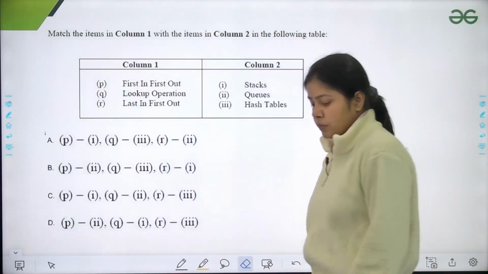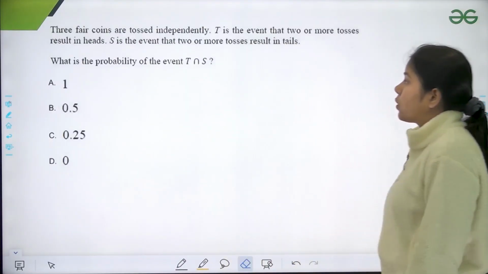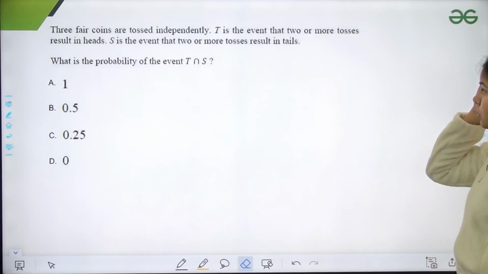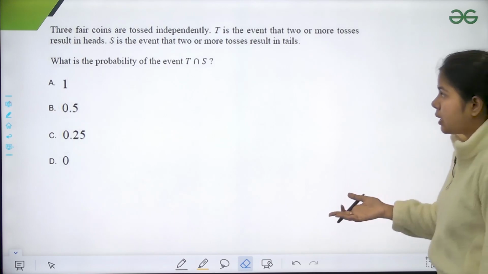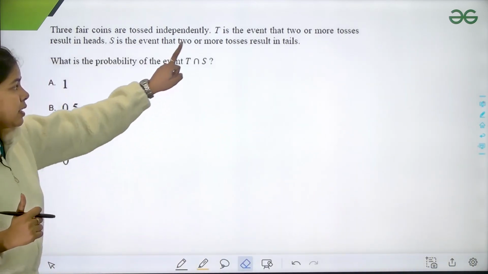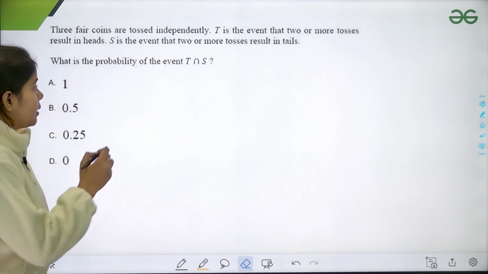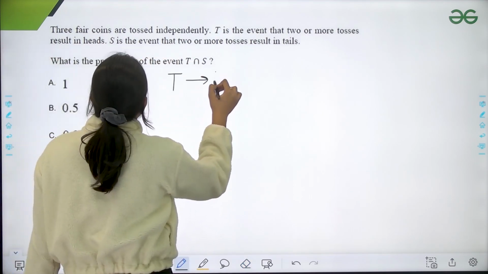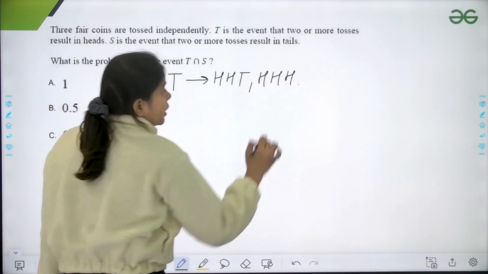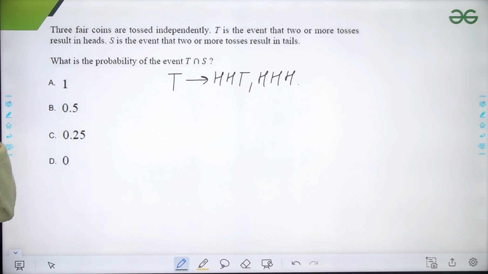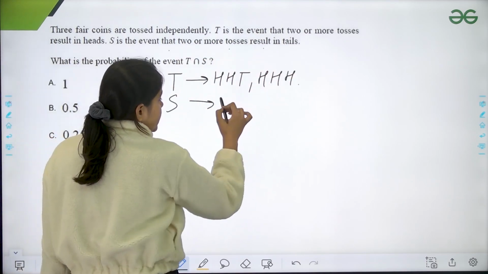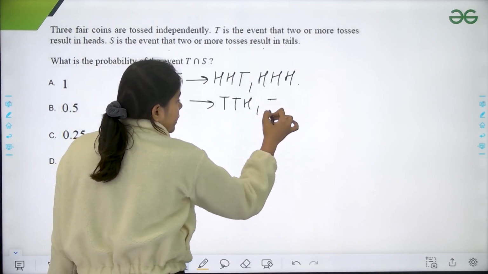Now next we have here is three fair coins are tossed independently. T is the event that two or more tosses result in head. S is the event that two or more tosses result in tails. Right? So T is the event that two or more tosses result in head. So that means T is equal to head head tail or head head head. These two conditions. And S is an event that two or more tosses result in tail: tail tail head and tail tail tail.